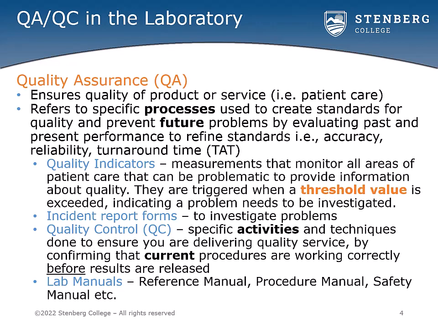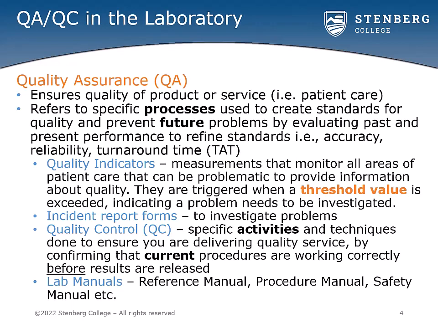Healthcare facilities continually gather information and assess negative impacts and then use that information to improve quality of care provided to patients. Examples of areas that can be improved upon are accuracy, reliability, and timeliness of reported test results, known as turnaround time or TAT. You can see here that quality indicators, threshold values, incident report forms, quality control, and various lab manuals all fall under the umbrella of quality assurance.